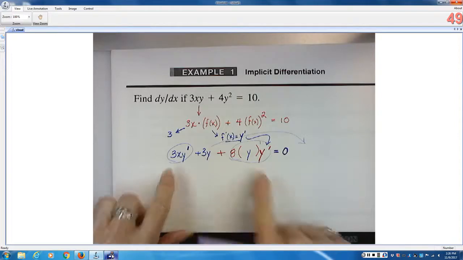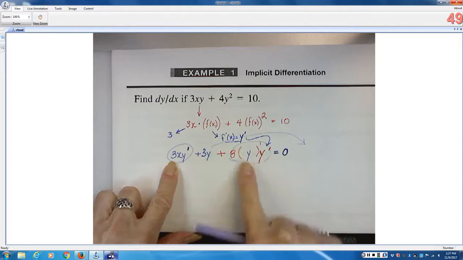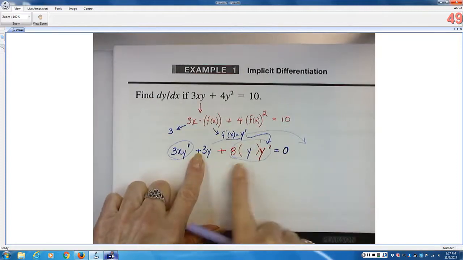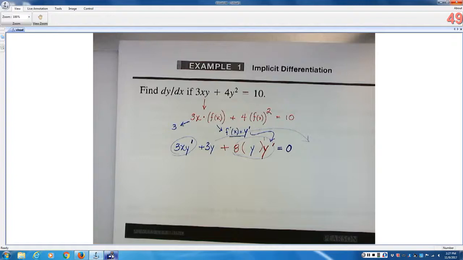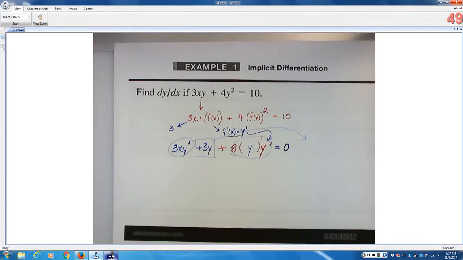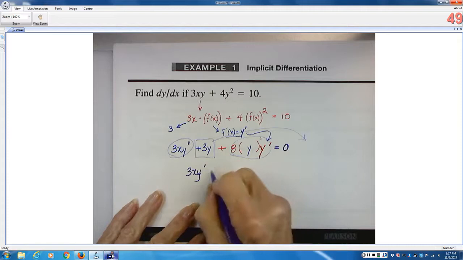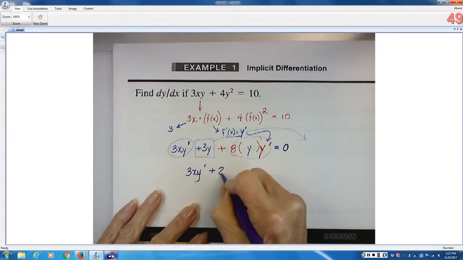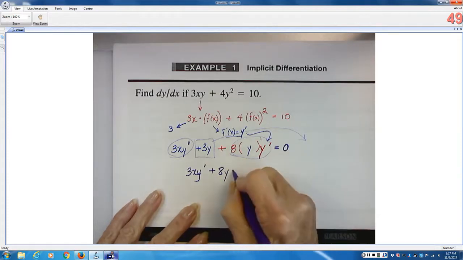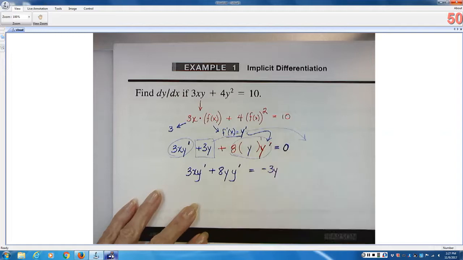Now we can either leave both of these over here and move that, or we can move both of those over there and leave this here. It actually, to me, is easier since I only have to move one thing. It's easier to me to subtract 3y from both sides. So what I have now is 3x y prime plus 8y y prime is equal to, subtract 3y from both sides, negative 3y.